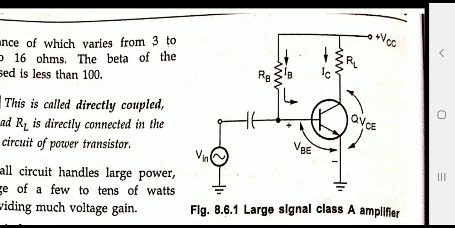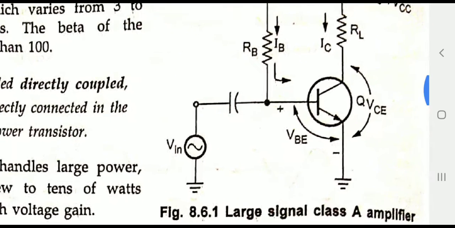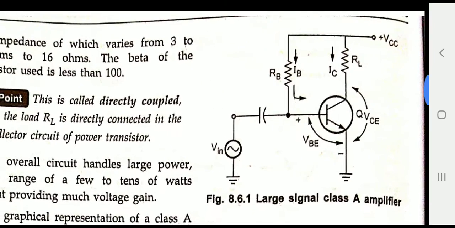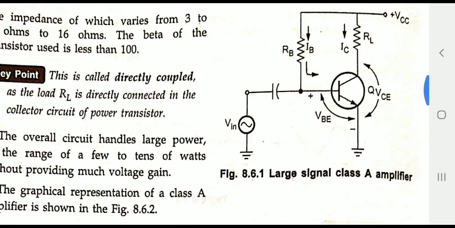The second thing, there is an RB resistance which is used to establish a desired operating point for the power transistor. Then VCC is the supply voltage, Vin is the input signal which needs to be amplified, VCE is the output voltage and VBE is the voltage between base and emitter. The capacitor is used at the input side just to allow the AC and block DC. So this is about the series fed directly coupled class A amplifier.